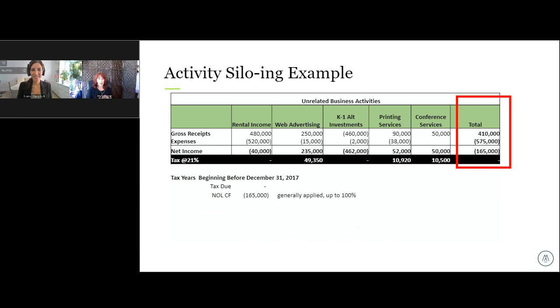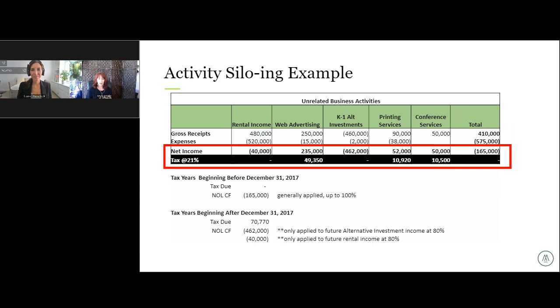Now we can't do that anymore. For years beginning after December 31st of '17, we now have profit from web advertising, printing services, and conference services that we have to pay 21% tax on. So we have tax of over $70,000. We have a net operating loss of $462,000 that we can only use against investments, and rental income loss of $40,000 that we can only use against investments. We now have to carry it forward, which we have an NOL table that will help you remember the new rules. And it can only be used against those sources of income.